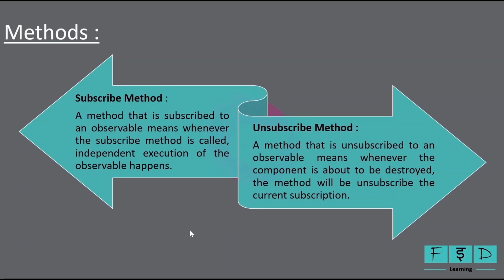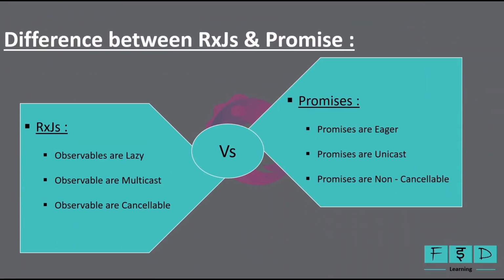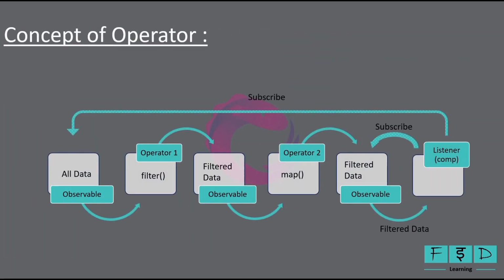So just now we have seen the example of subscribe and unsubscribe methods, as well as the practical example of RxJS and promises with the differences. Now next is the concept of operators. We can understand the concept of operators with the help of this diagram.